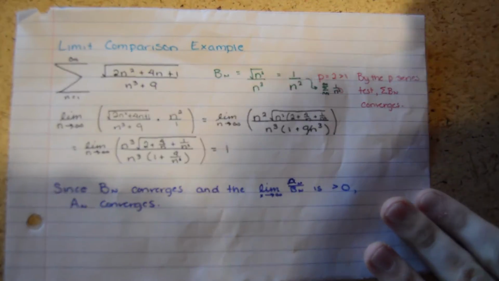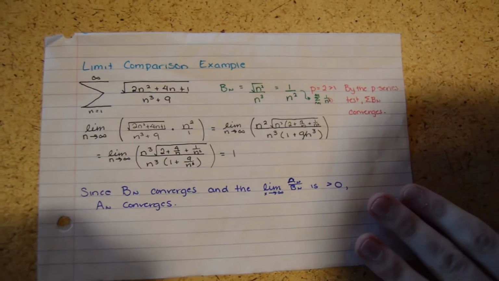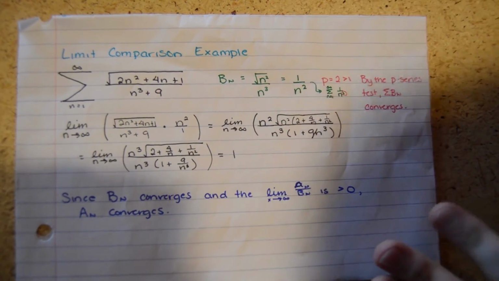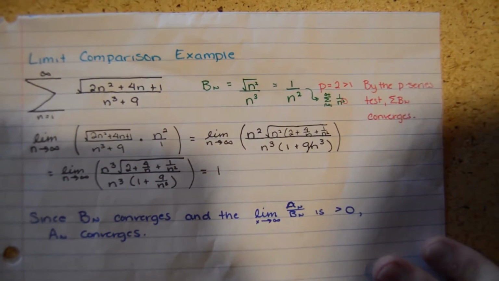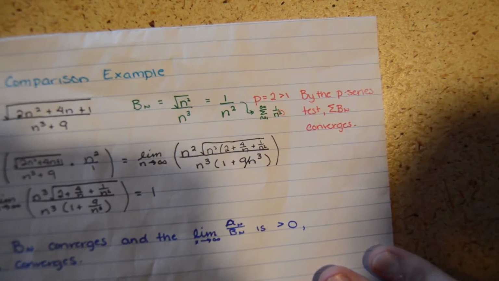So, you have the series, the square root of 2n squared plus 4n plus 1 all over n cubed plus 9. You find b sub n to be square root of n squared over n cubed, which, when simplified, becomes 1 over n squared. Here you can see that p equals 2, which is greater than 1. So by the p-series test, the series b sub n converges.